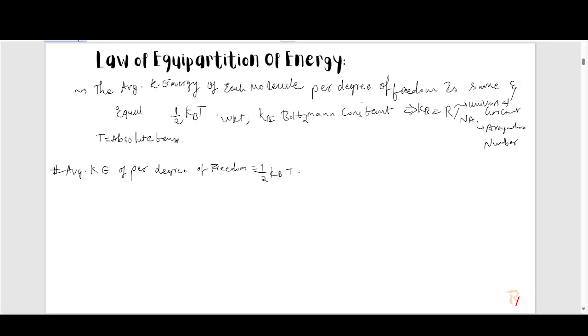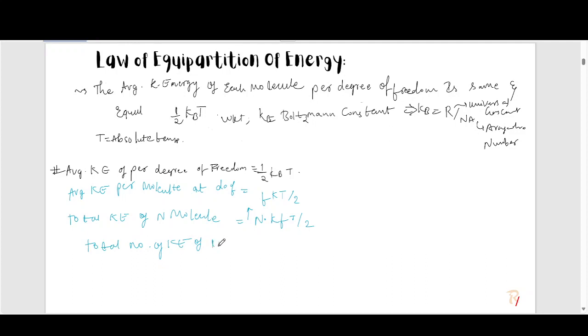Okay, let me use another color. Let us take blue. Average kinetic energy per molecule per degree of freedom is equal to ½kT. The total kinetic energy of n molecules is obtained simply by multiplying by n in the above equation. Let us discuss how much the total kinetic energy of 1 mole of gas is.